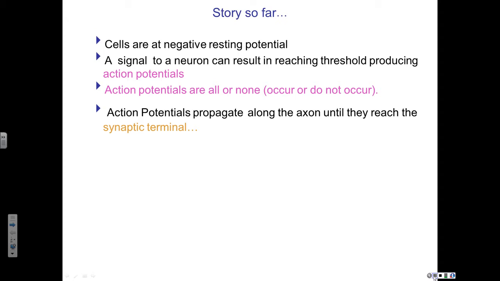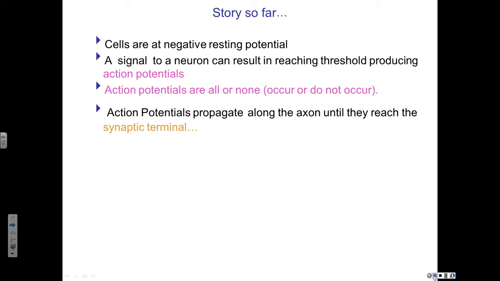A signal to a neuron, not always, but, and I'll show you some in a second, can result in reaching threshold, producing action potentials. Now, this he didn't talk about, and this is very important. Action potentials are all or none. You either get one or don't get one. You don't measure action potentials. They just come or go. All right? The other word we use is graded.